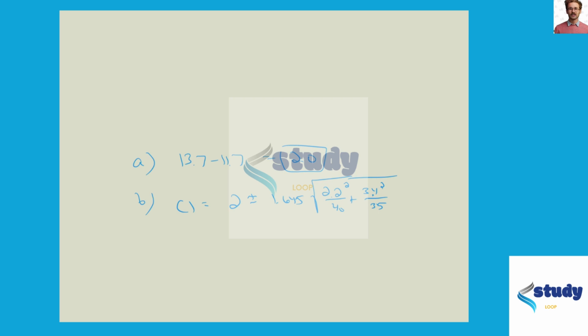And so the lower boundary will be found by subtracting. And so we'll subtract 2 minus 1.645 times the square root of 2.2 squared over 40 plus 3.4 squared over 35. And that will be, to 2 decimal places, 0.89. And the upper boundary, found by adding, is 3.11 to 2 decimal places.